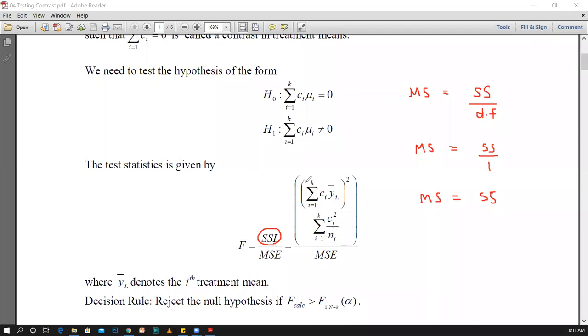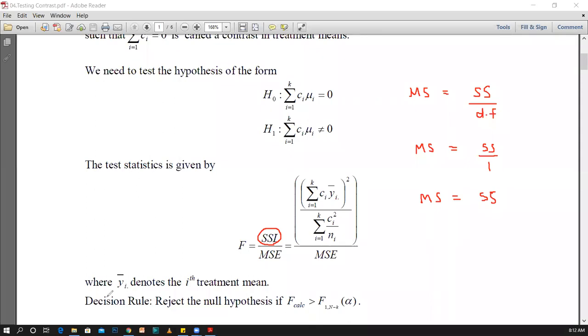Therefore, this is what we use to calculate the sum of squares of the contrast, and once you divide the sum of squares of the contrast by the mean square error, denoted by MSE, you will get the calculated F value. Once you have the calculated F value, you have to define a decision rule. Based on the F table, the F distribution, we define this decision rule.